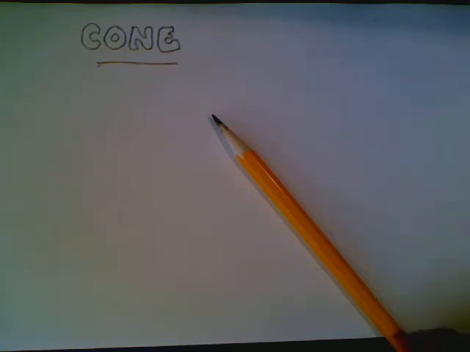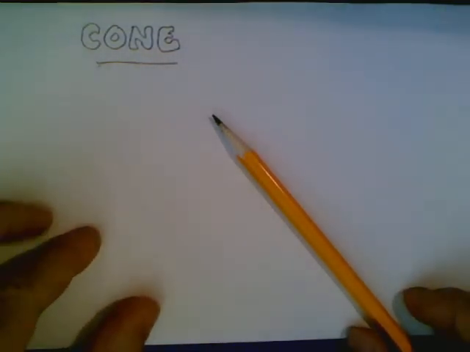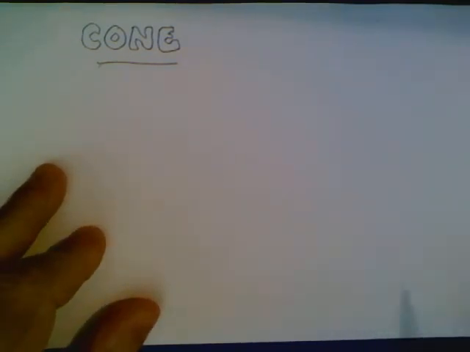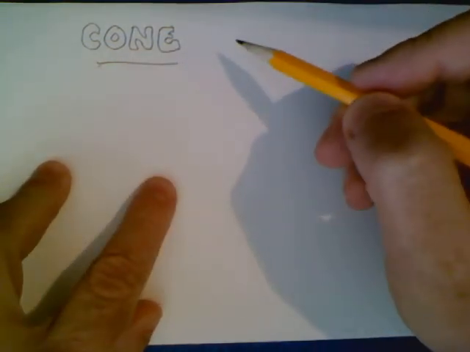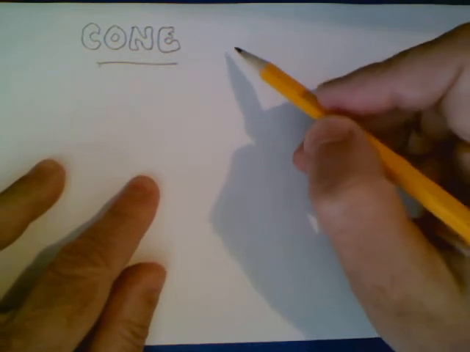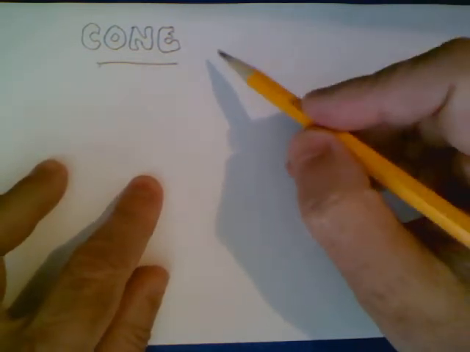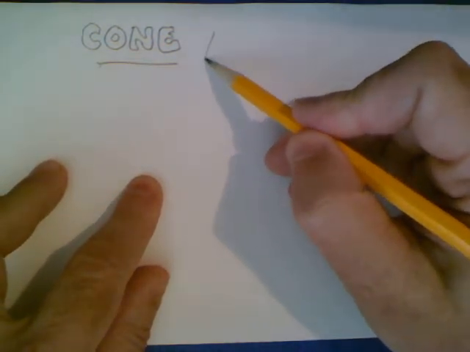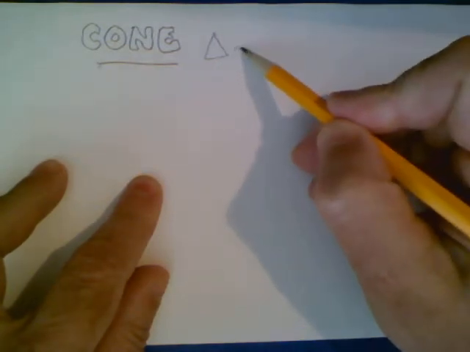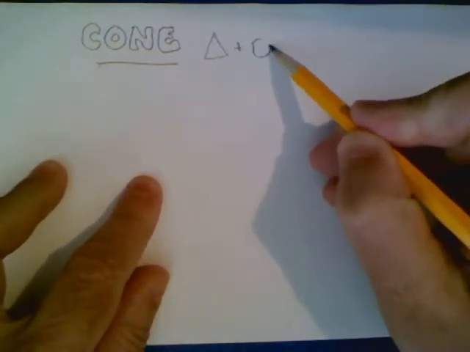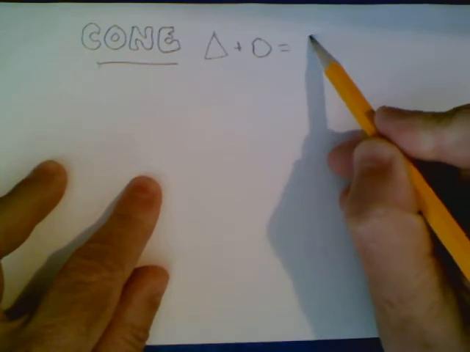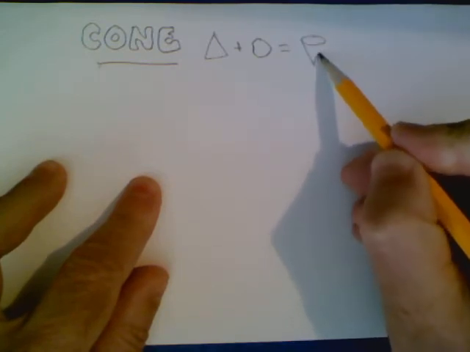Okay, Mr. Jones here. The next form we're going to learn how to shade is a cone. It's not very different from the cylinder, so we won't take too long with it. The cone is made up of the shapes of a triangle plus a circle equals a cone.